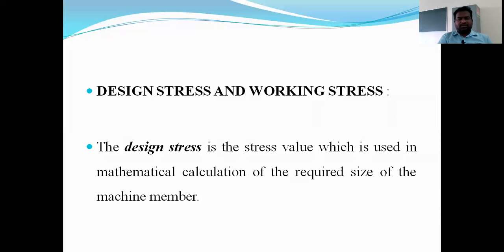That's what that means. We normally see in problems, the load is 100 Newtons, the stress value is 20 Newton per mm square. Such values are what design stress means. So we can consider the mathematical calculation of the required size of the machine member, that is called design stress.